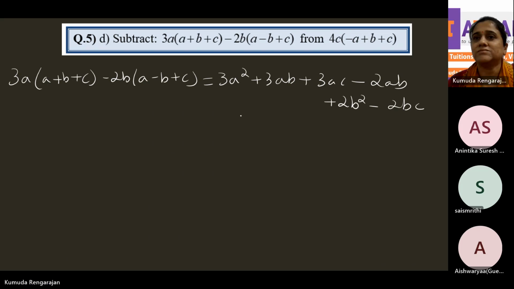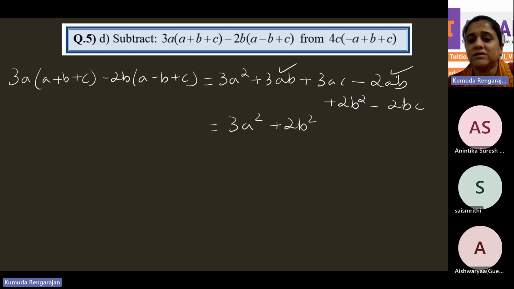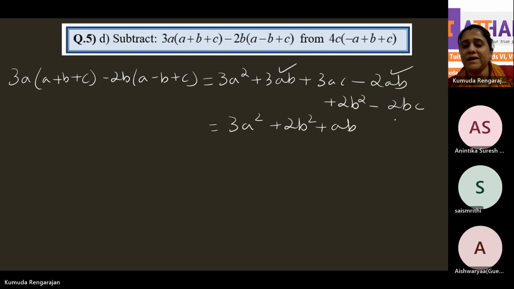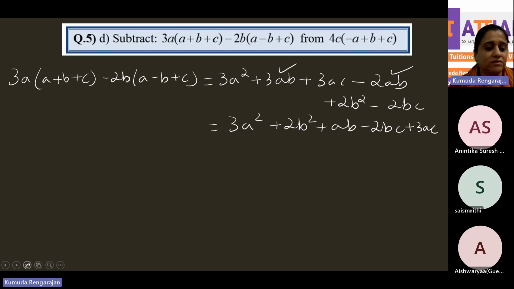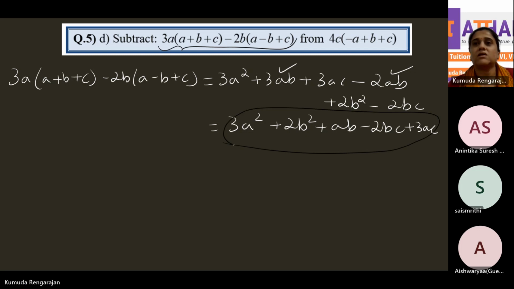Correct? Now simplify this. 3A square will come as it is. 2B square as it is. There is one AB and AB term here. So plus AB. Plus AB. Then minus 2BC and plus 3AC. Now this is the answer. For this one, we have the answer here.